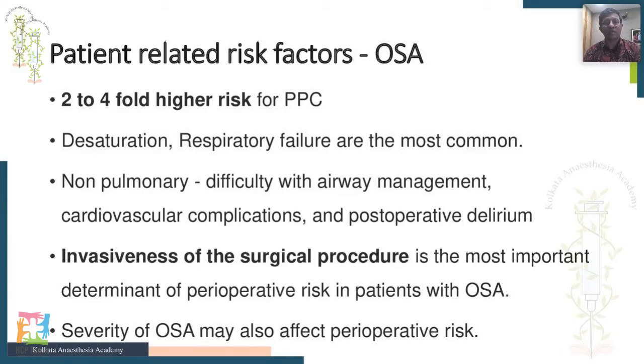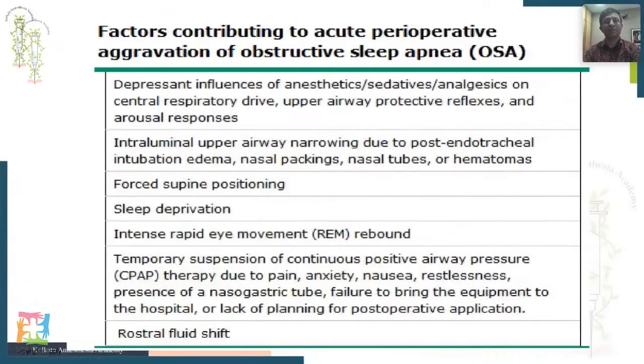Desaturation and respiratory failure are the most common things that happen in patients with OSA, along with certain non-pulmonary complications like cardiovascular events and delirium. The invasiveness of the surgical procedure also contributes to the risk significantly, and the severity of OSA also affects the perioperative risk. And these are other things.